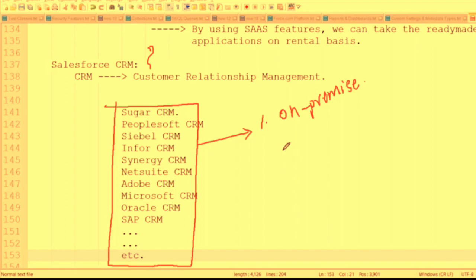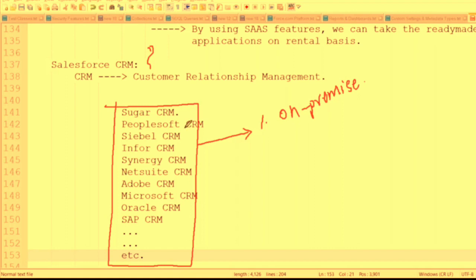What do you mean by on-premise? On-premise CRM application requires installation first. So we have to buy the software license. It may be Sugar CRM, PeopleSoft, Siebel, Infor, whatever. Buy the license of the software, get the software, maintain your own server. Inside the server, we have to install it first. Once you are done with the installation, then only we can use that software to automate your business data and store your customers' data. So these are purely on-premise CRM, which requires installation first, which increases the investment.